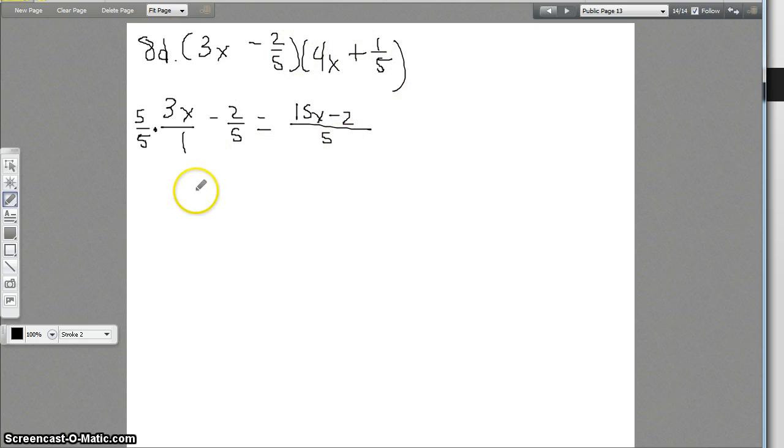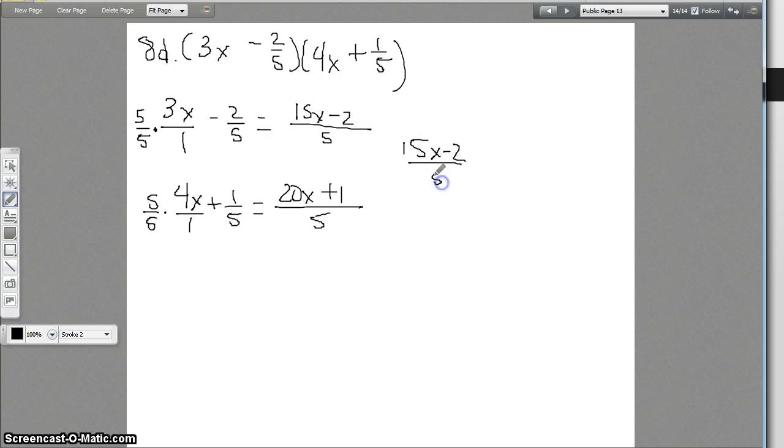Now we look at our second parentheses. We have 4x plus 1/5. Right now, 4x is over a fraction of 1. And so we need to multiply it by 5/5 to get a common denominator. Our common denominator is 5. 5 times 4x is 20x. And then we have a 1. So now we need to multiply these two fractions. We have 15x minus 2 over 5 times 20x plus 1 over 5.